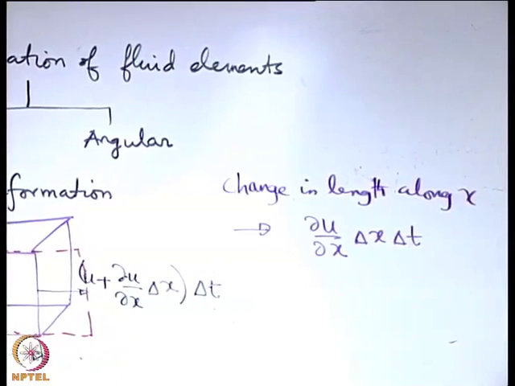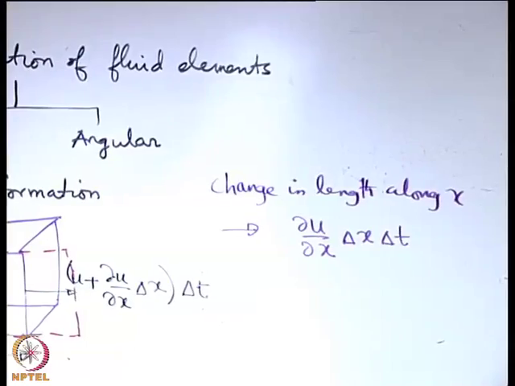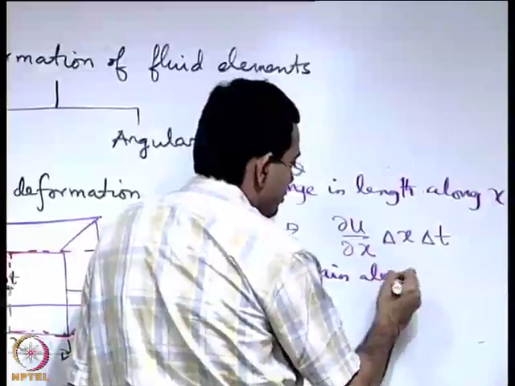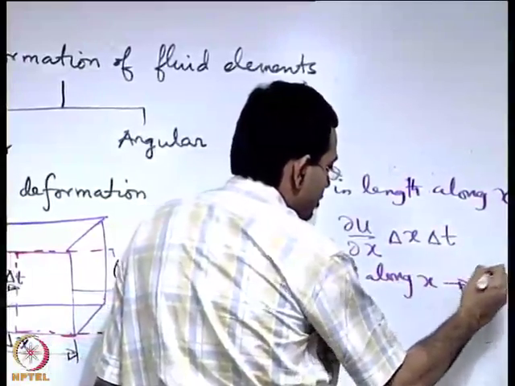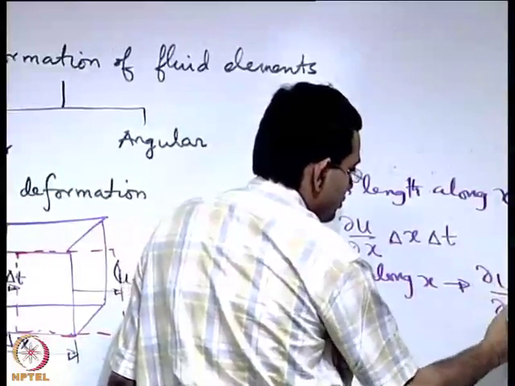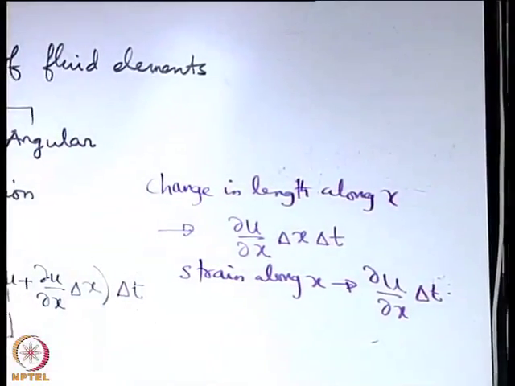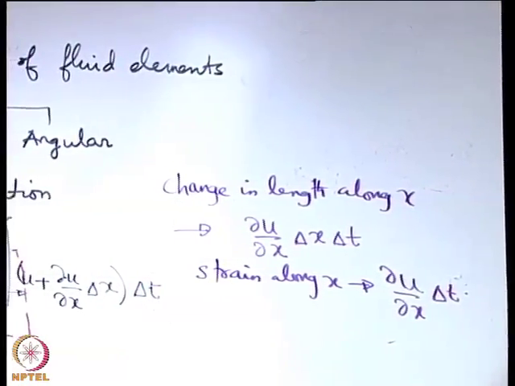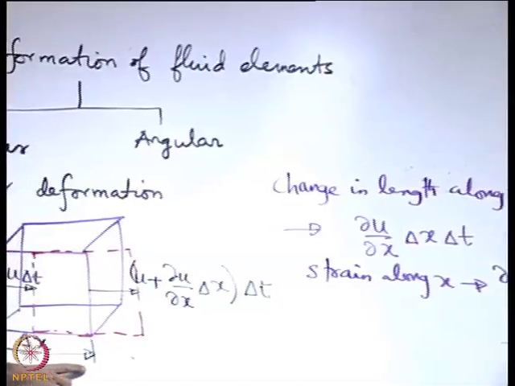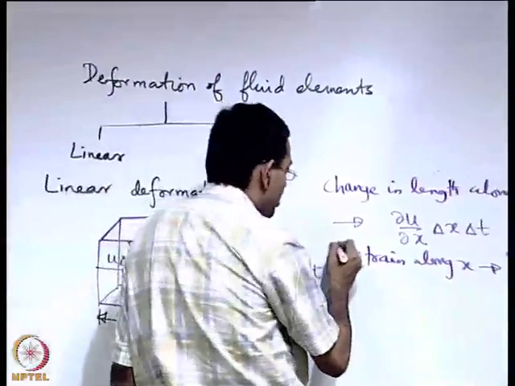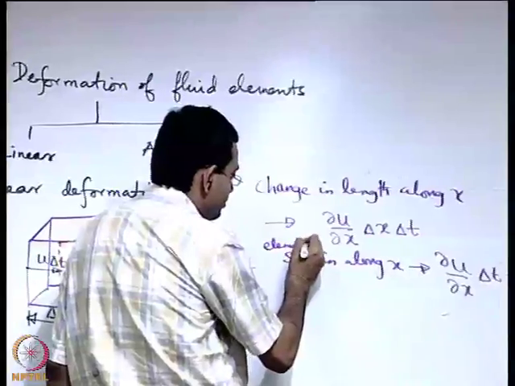What is therefore the strain along X? The change in length per unit length. So the strain along X, this is the elemental strain, because we have considered only a small part of the fluid which is having an extent of delta X. So this is elemental strain along X.